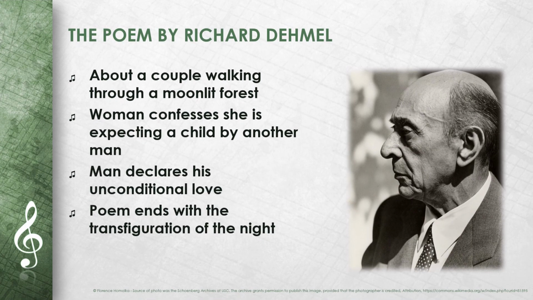The underlying poem by Richard Dehmel is about a couple walking through the forest on a moonlit night. The woman confesses that she is expecting a child by another man. The man accepts this and declares his unconditional love. The poem ends with the transfiguration of the night through the power of love. Schoenberg set this story to music in 5 sections, which musically reflect the plot of the poem.